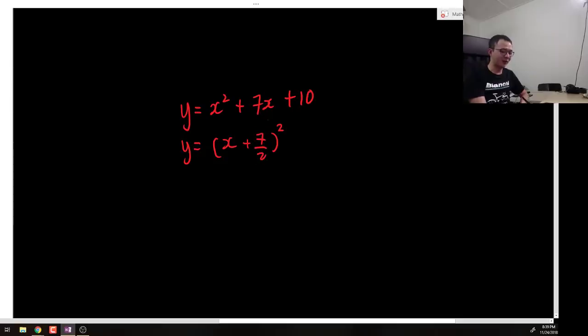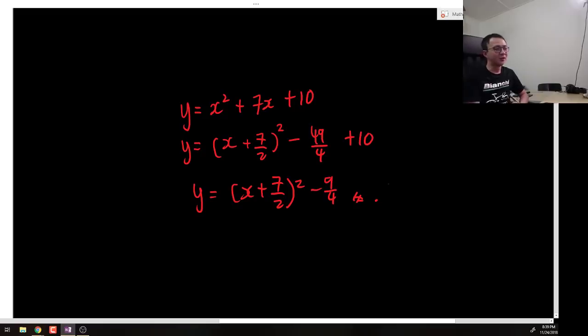The b value divided by 2. And then you minus this value inside the bracket, the constant value here, you square it. Minus 7² over 2², I mean over 4. So 7² is 49, 2² is 4. And then you plus 10. This is how we do completing the square quickly. So you will get (x + 7/2)² and then plus 10, this one is minus 49/4.